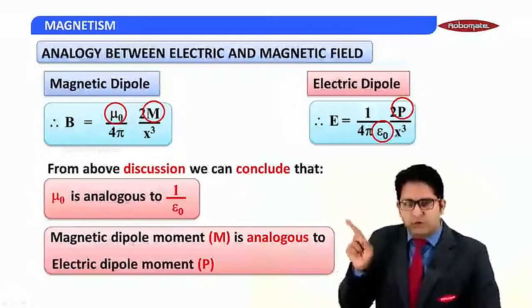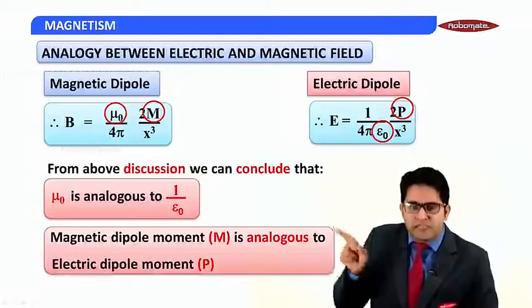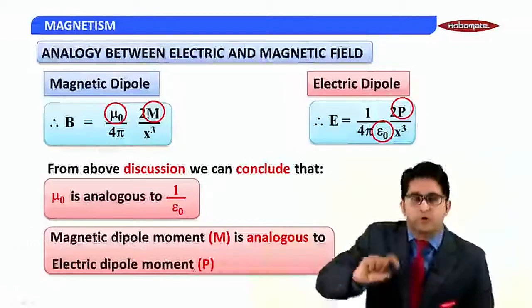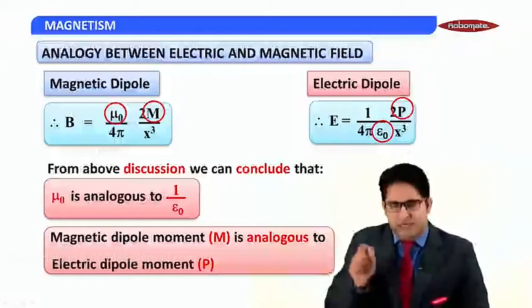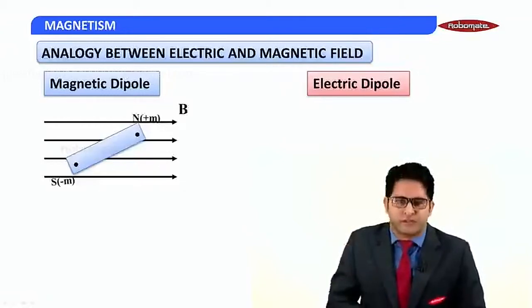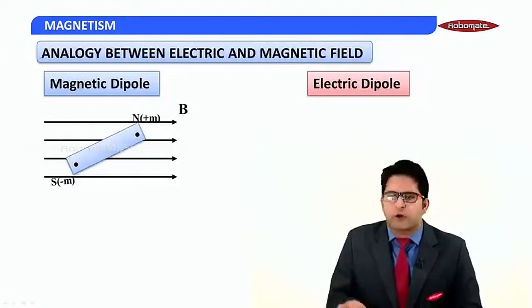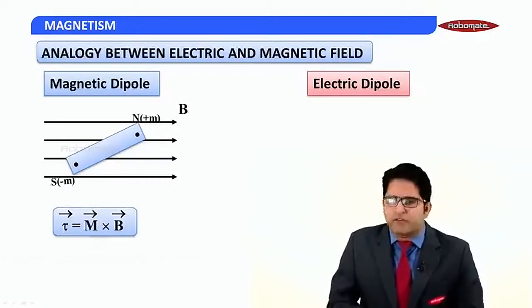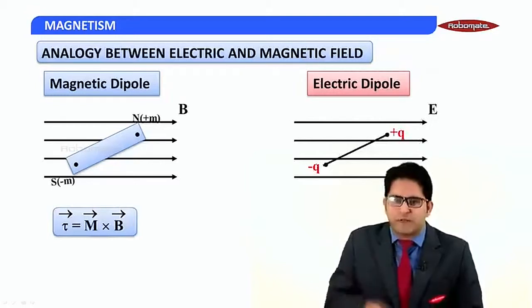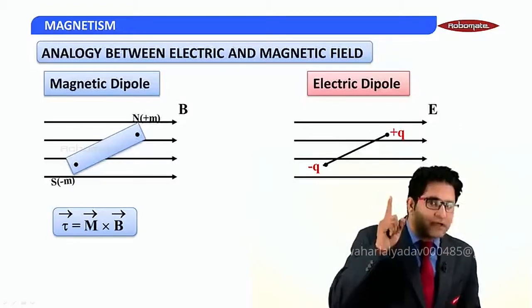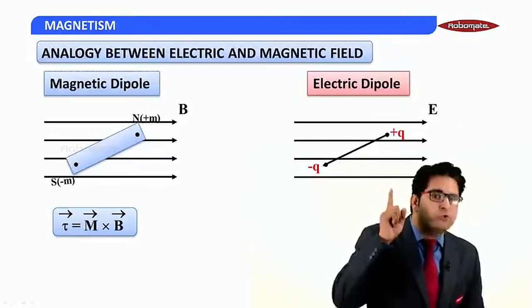This analogy is also very important, because using it we can write formulas for the electric dipole using the formulas of the magnetic dipole. Let us take an example. Let's say we have a magnetic field and a bar magnet is placed in it, and we know the formula for torque. What is the formula for torque? Tau is equal to vector m cross vector B. Now we know that vector m is analogous to vector p. So let's say we have an electric dipole placed in a field, and it will also experience a torque. Let us write the expression of torque using the analogy.